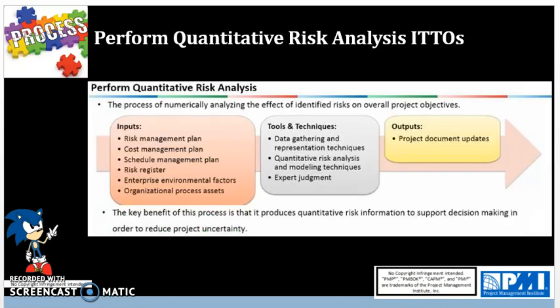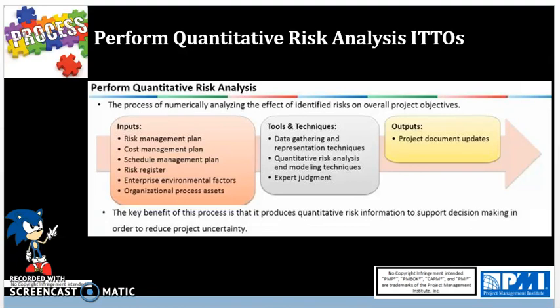Next, the ITTOs, inputs, tools, techniques, and outputs for perform quantitative risk analysis are shown here. For inputs, we have the risk management plan, cost management plan, schedule management plan, and the risk register, which is an output coming from the identify risk process. It is also a project document. Then we have enterprise environmental factors. This could be in the form of industry studies of similar projects by risk specialists and risk databases that may be available from the industry or proprietary sources.